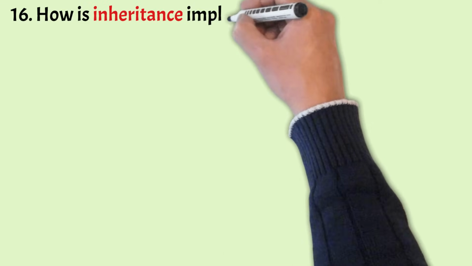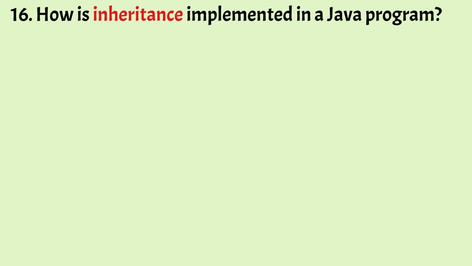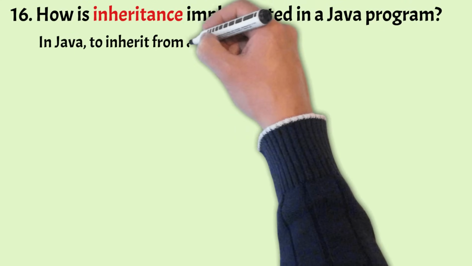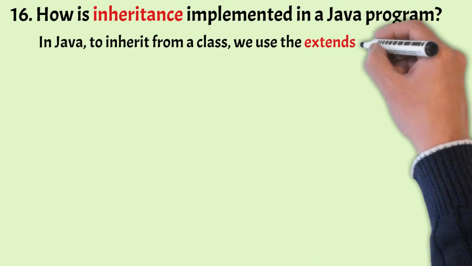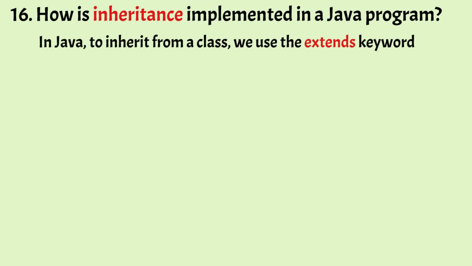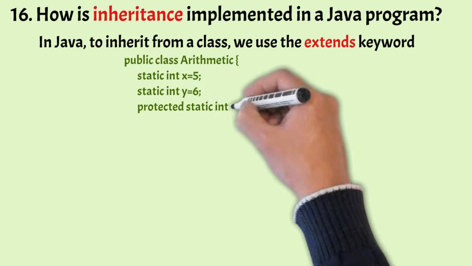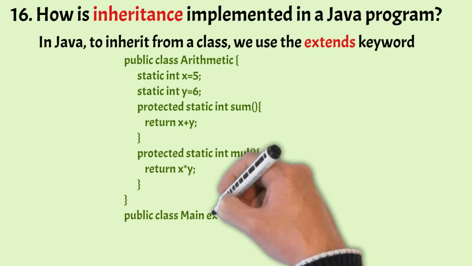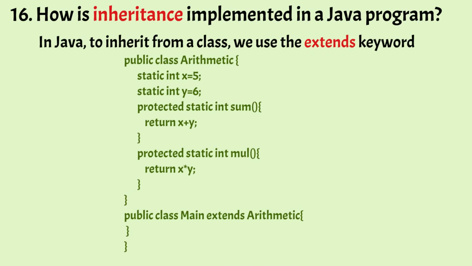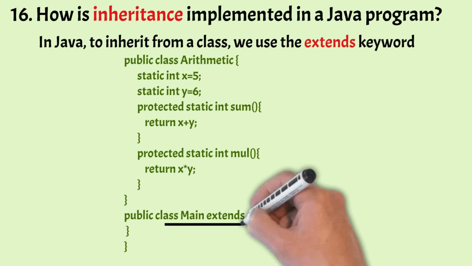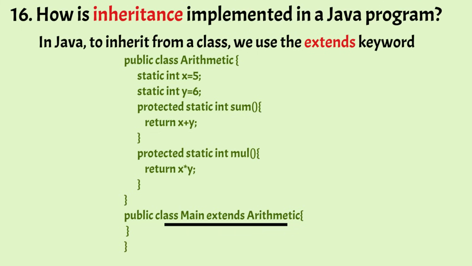Now the next question is, how is inheritance implemented in a Java program? In Java, to inherit from a class, we use the extends keyword. Now let's have an example of inheritance. In this example, the class main can use all attributes and methods of the arithmetic class as if they were its own.